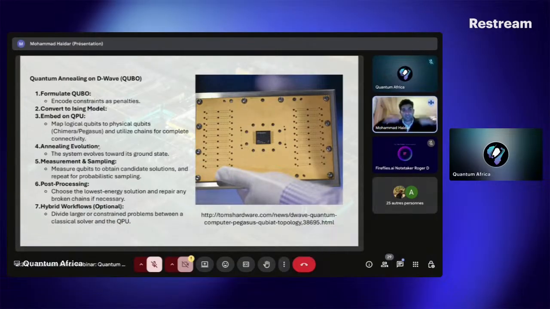The measurement happens on the qubits many times, repeated in order to get probabilistic sampling, and then you choose the lowest solution. And then of course, as you see here, we have the seventh part, which is the hybrid workflow, because sometimes you have a large number of qubits, and unfortunately the D-Wave chip is not able to solve more than 5,000. We need to use the classical computer to help the QPU, using the Chimera and the Pegasus.